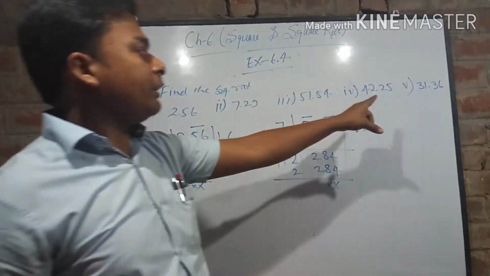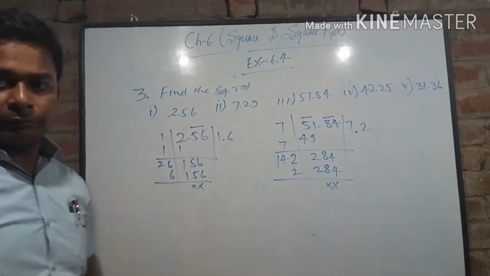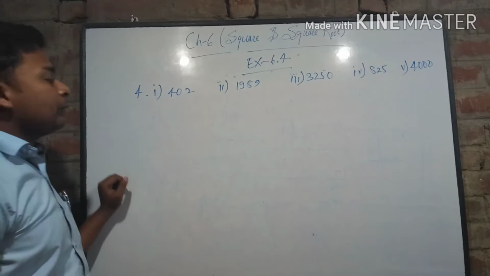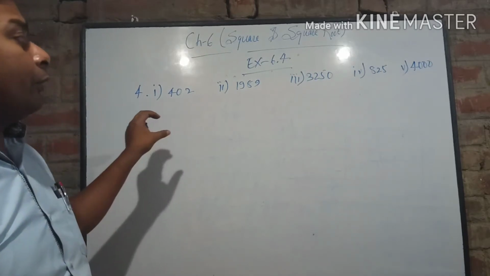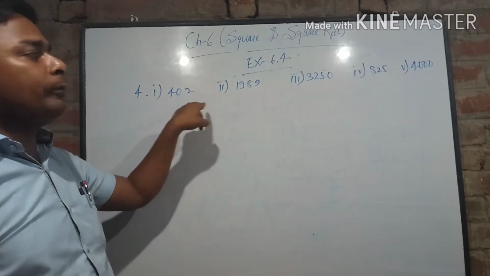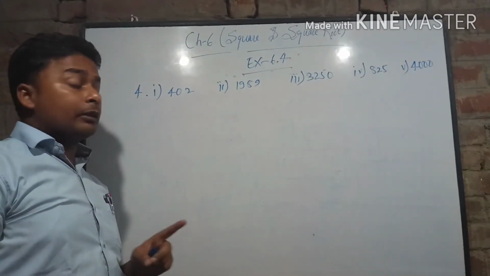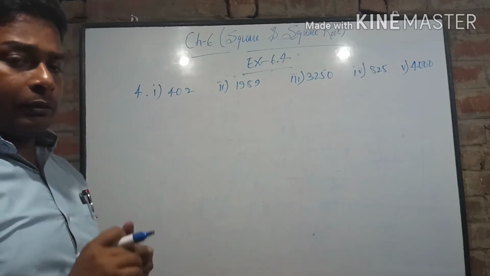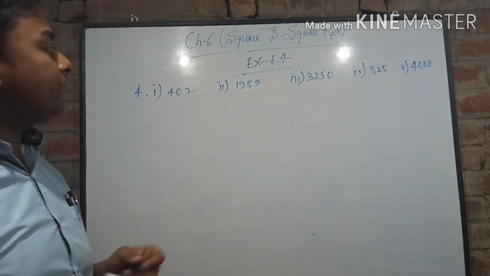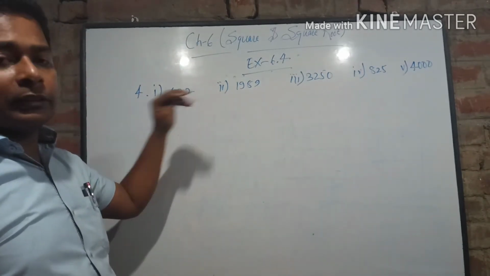Similar questions are there. You can find out. If there is any confusion, you can write in the comment box. In question number 4, we have to find the smallest number which is to be subtracted to make it a perfect square. Don't mix with the previous concept. That was about division and multiplication. Now this question is about which number should be subtracted.